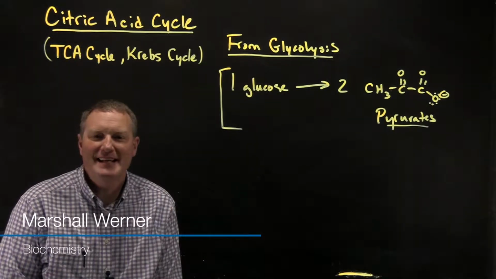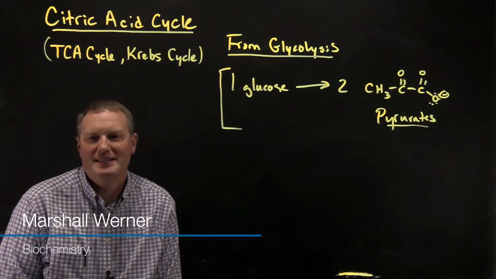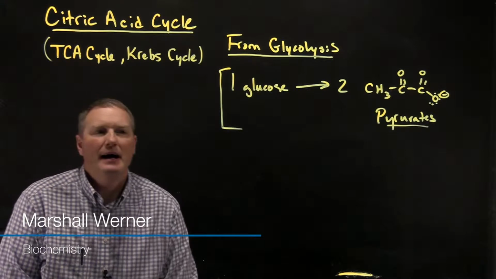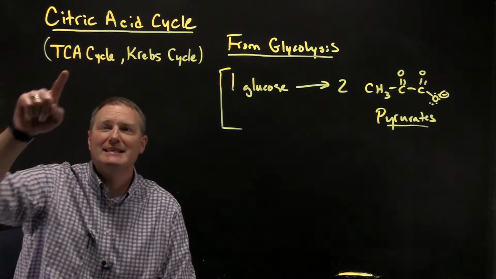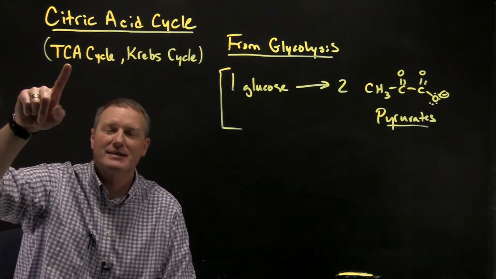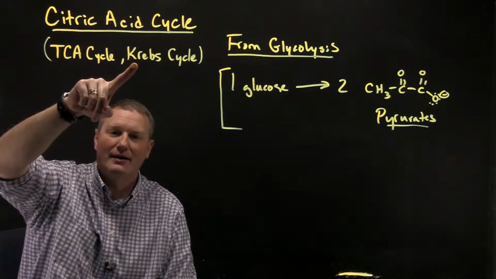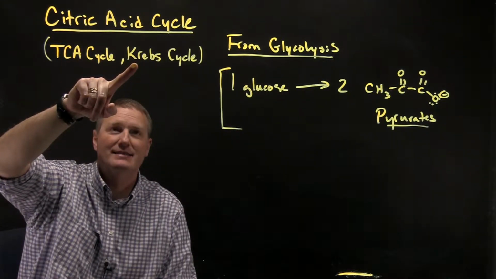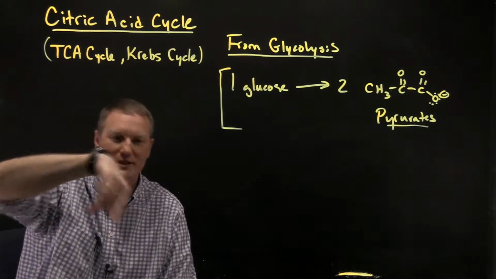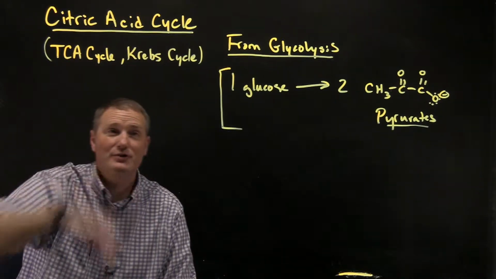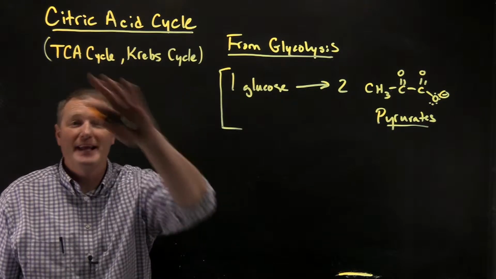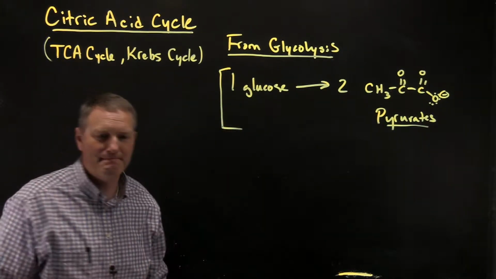Hey everyone! In today's video, we're going to take a look at the citric acid cycle. It's also named the TCA, which stands for tricarboxylic acid cycle. And it's also named after Hans Krebs. He's the scientist that won the Nobel Prize for fully describing this cycle. So it's also named the Krebs cycle. So all three names mean the exact same thing.